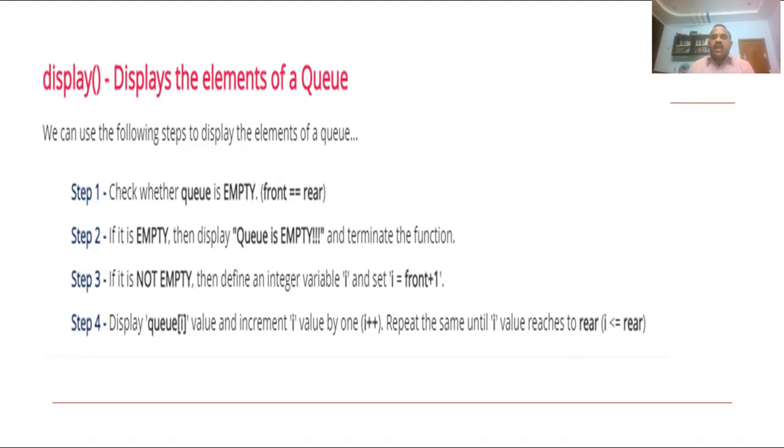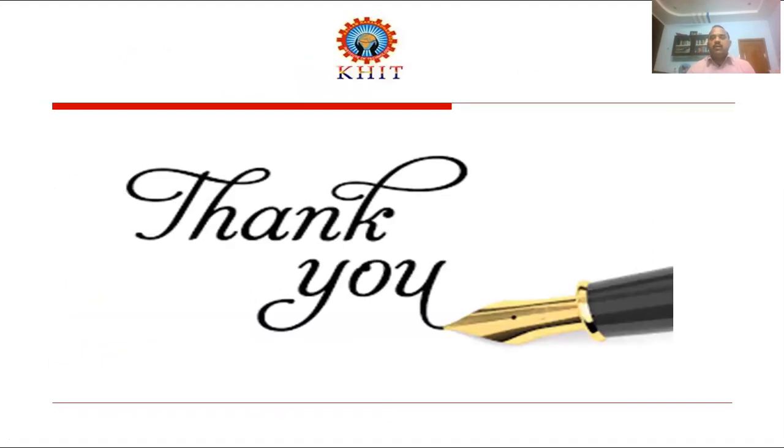Otherwise, if it is not empty, then define an integer value I and set I equal to front plus 1. Then display q of I, and increment the I value by 1. Repeat the same until I is less than or equal to rear, the last position. If I reaches the last position, then stop the process, having displayed all elements from the queue. So these are the operations on queues.